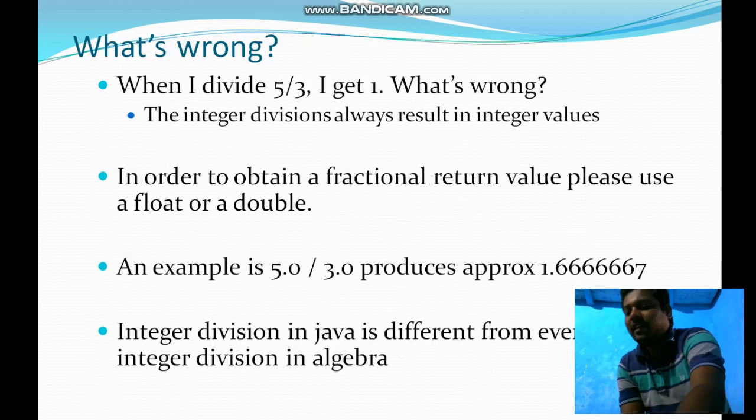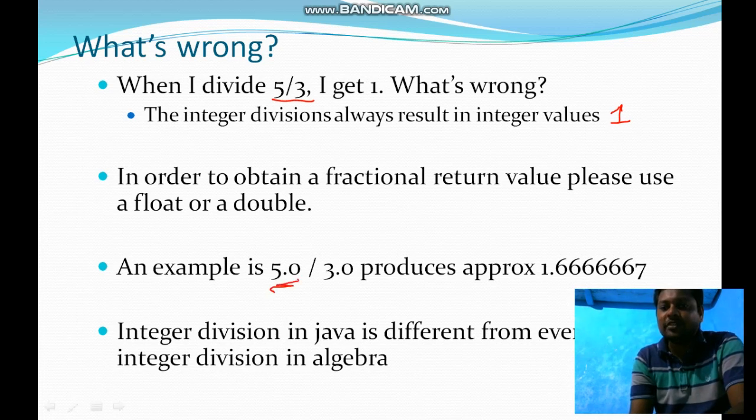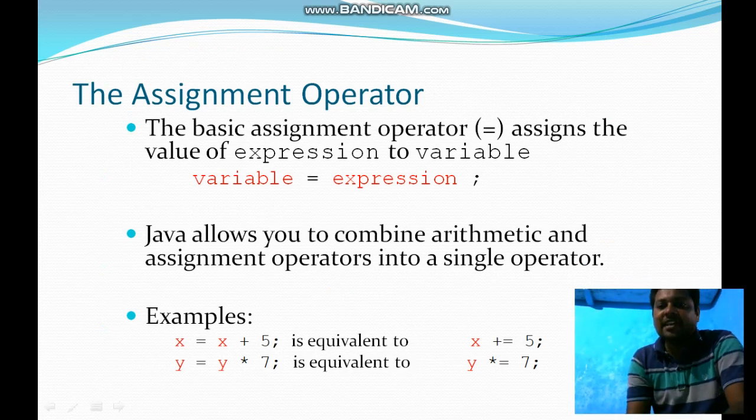Next, see here, they have given a what's-wrong example. If you give 5 by 3, the result will always be an integer, so it gives the result as 1. If you want a fractional result, you have to give 5.0 divided by 3.0. Then it will produce the approximate result 1.667.